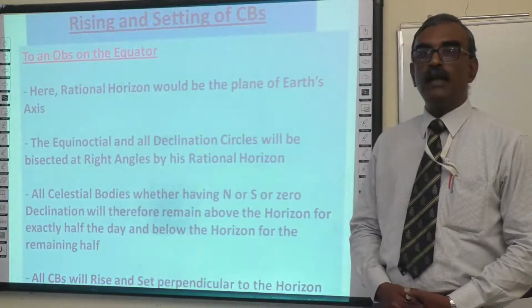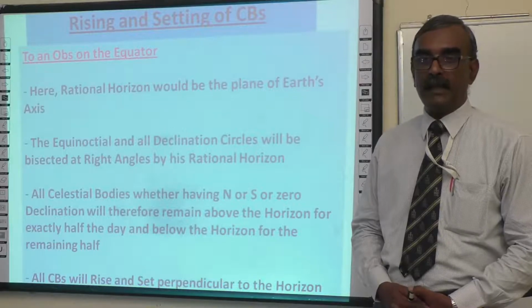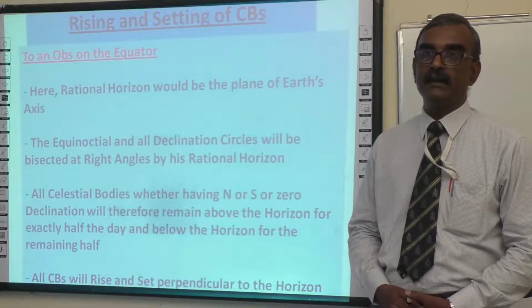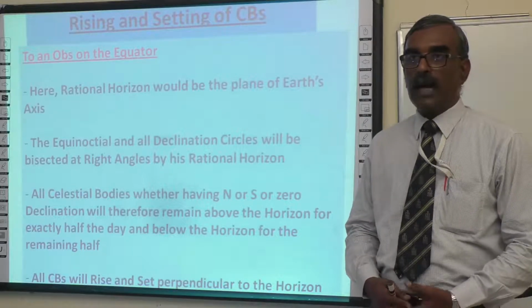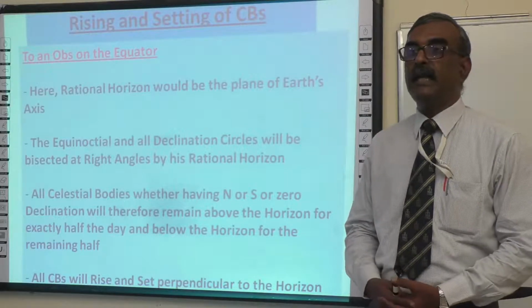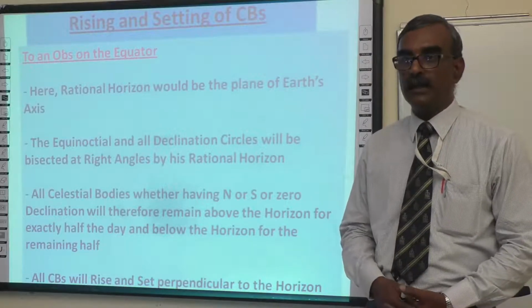The equinoctial and all declination circles will be bisected at right angles by his rational horizon. That is to be understood. The rational horizon, which is at 90 degrees from the observer's zenith, would bisect the equinoctial.